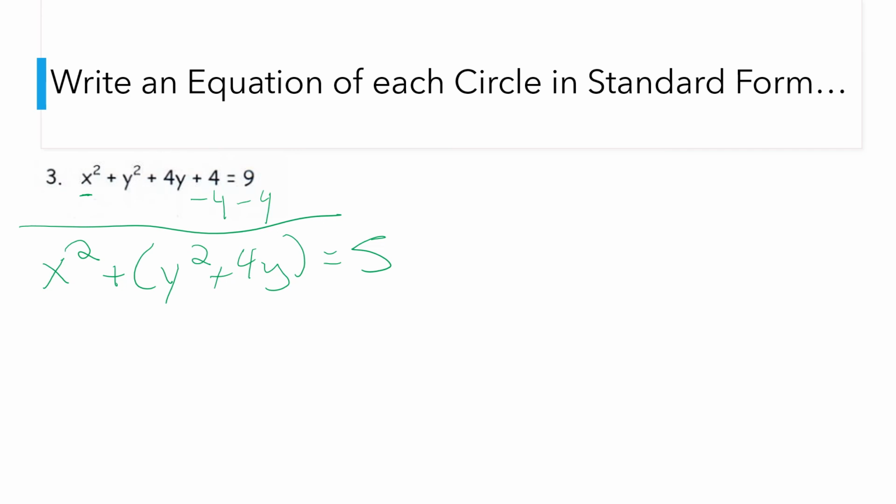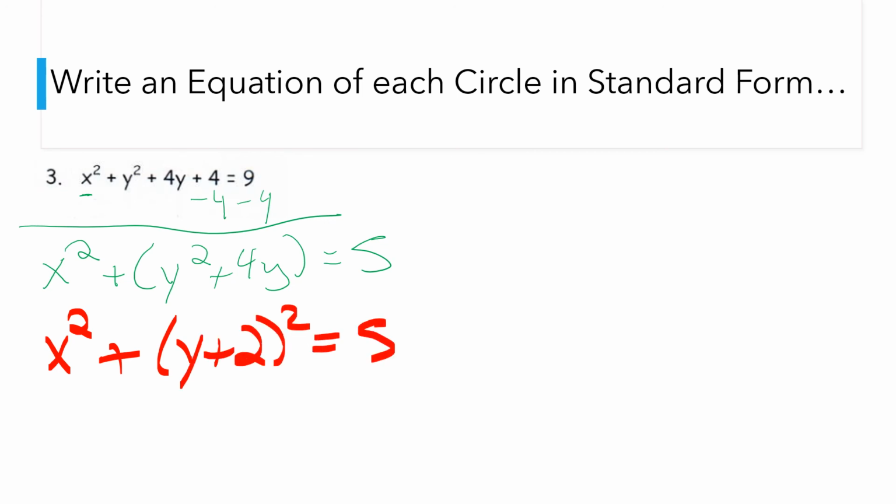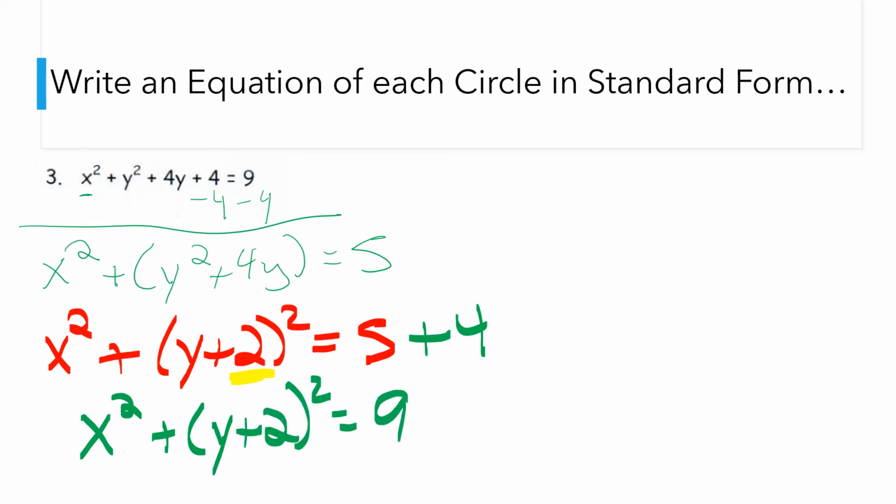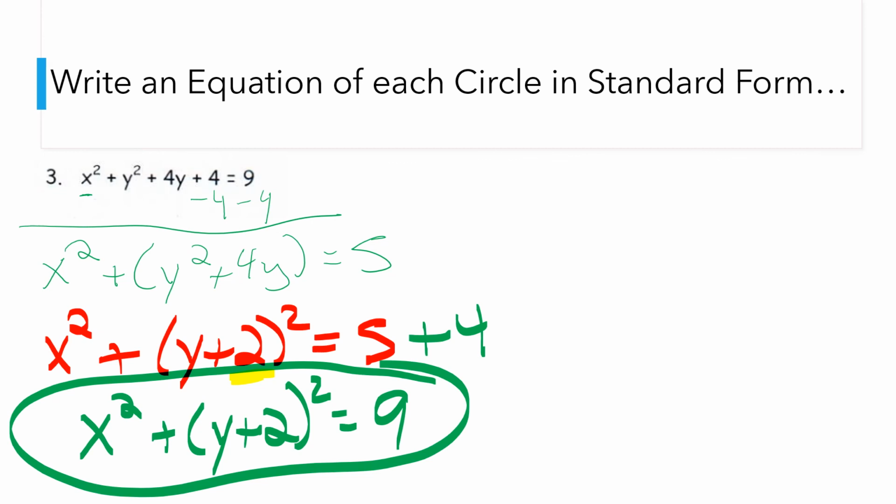And then we need to go ahead and do our squares. Since the x squared is by itself, hopefully everyone realizes that means it's a 0 for that term for the coordinate of the center. And then this is going to be y plus 2 squared. The 2 squared is going to be 4, so that gets added on here. So it'll be x squared plus y plus 2 squared equals 9. Answer.